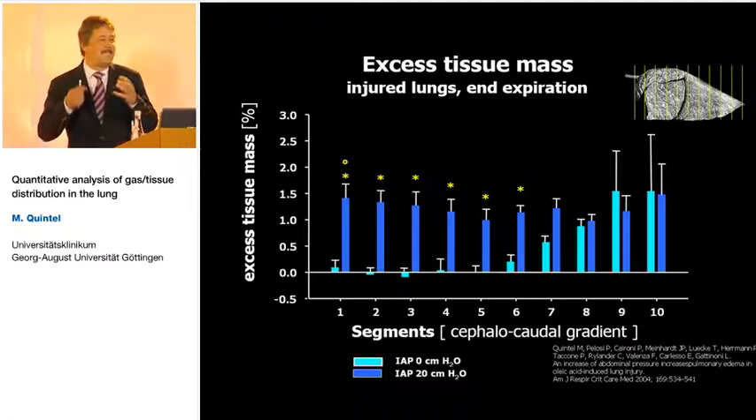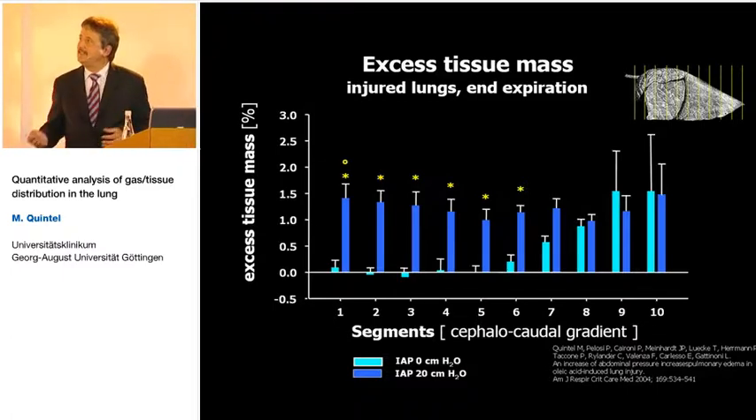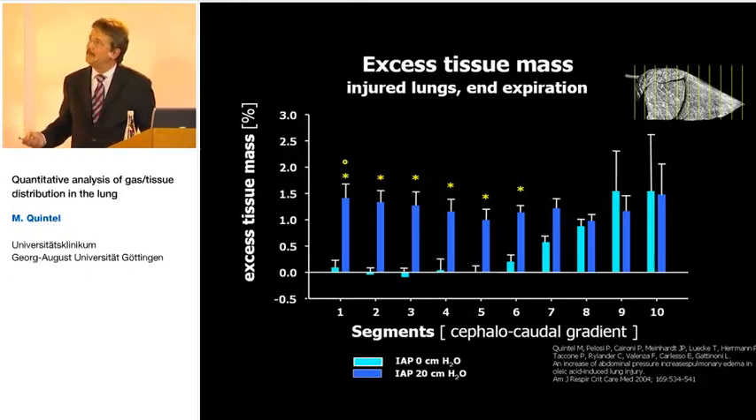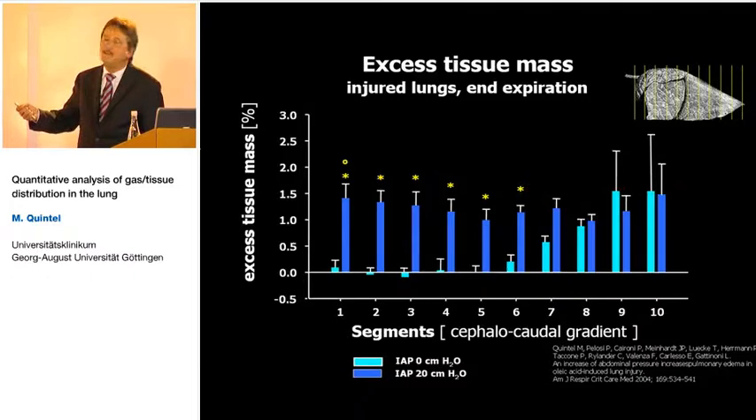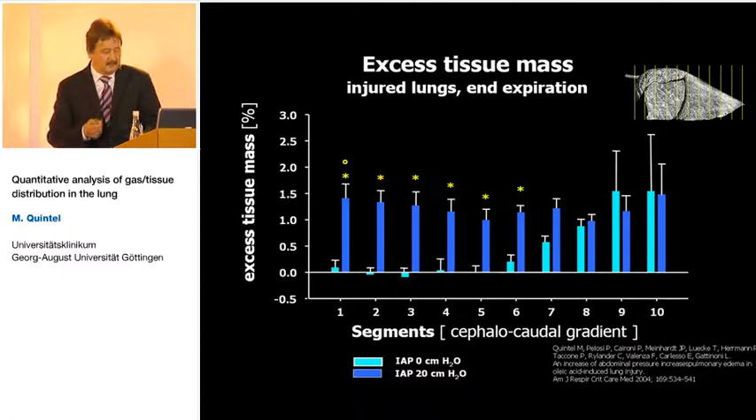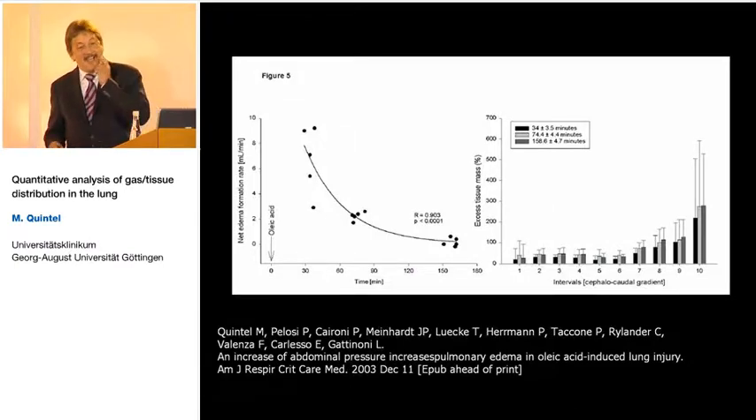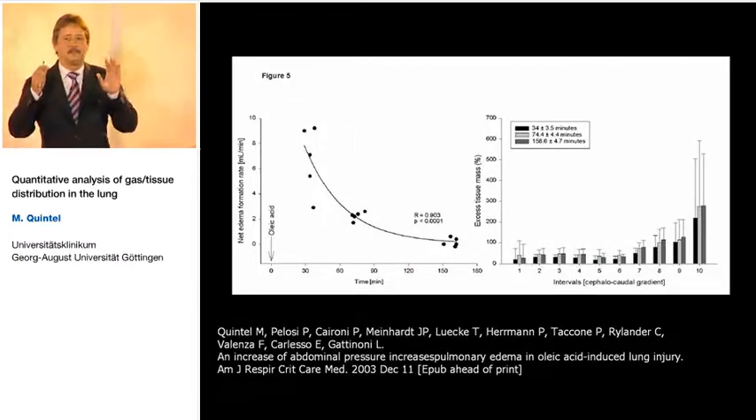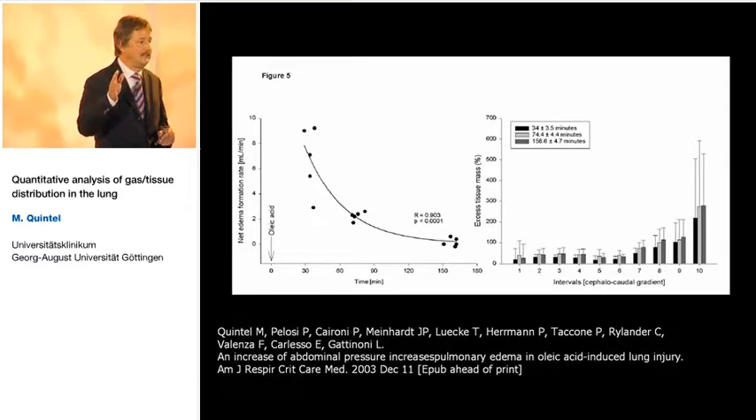And this is a marked fluid shift, a marked increase of excess tissue mass, which is distributed all over the lung, even in the very upper parts of the lung. So if you look along the lung, there is a marked increase in edema formation, even in the very apical parts of the lung.